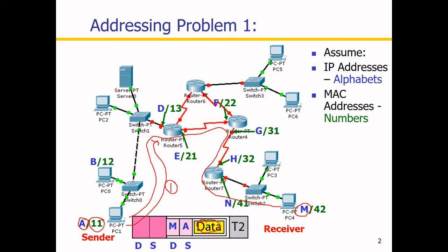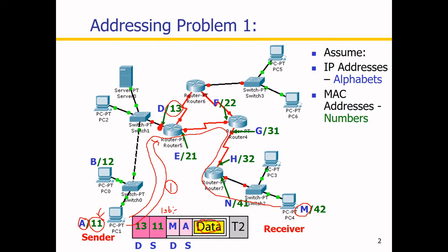So for the first jump, or the first hop, the sender MAC is 11 and the destination MAC is going to be 13, because this is where the data is going to come to. So the destination MAC is 13, and this is the first frame for the first hop.